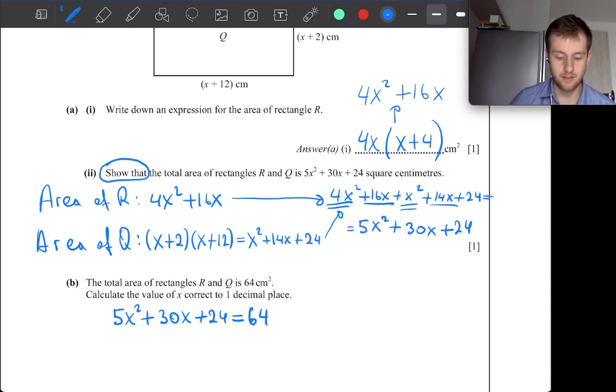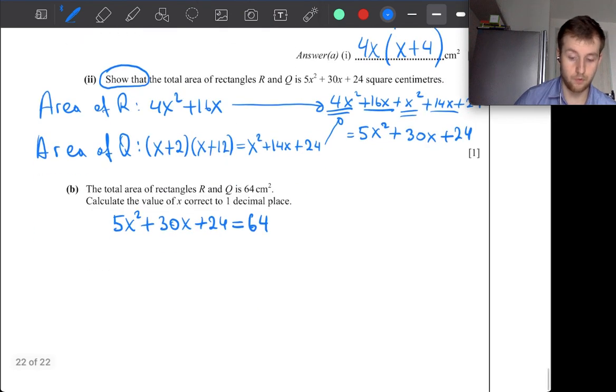What do we do with this data? Well, we can solve the equation now. Remember what I told you before, in a quadratic equation, take everything to one side. So we're going to subtract 64 from both sides.